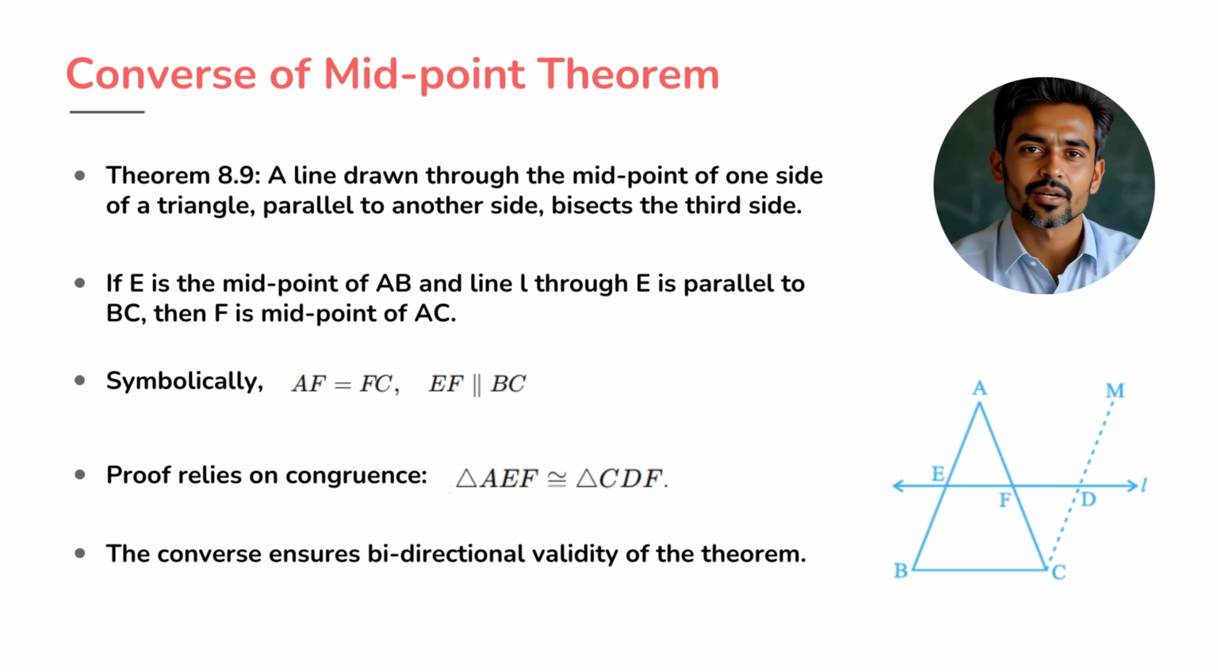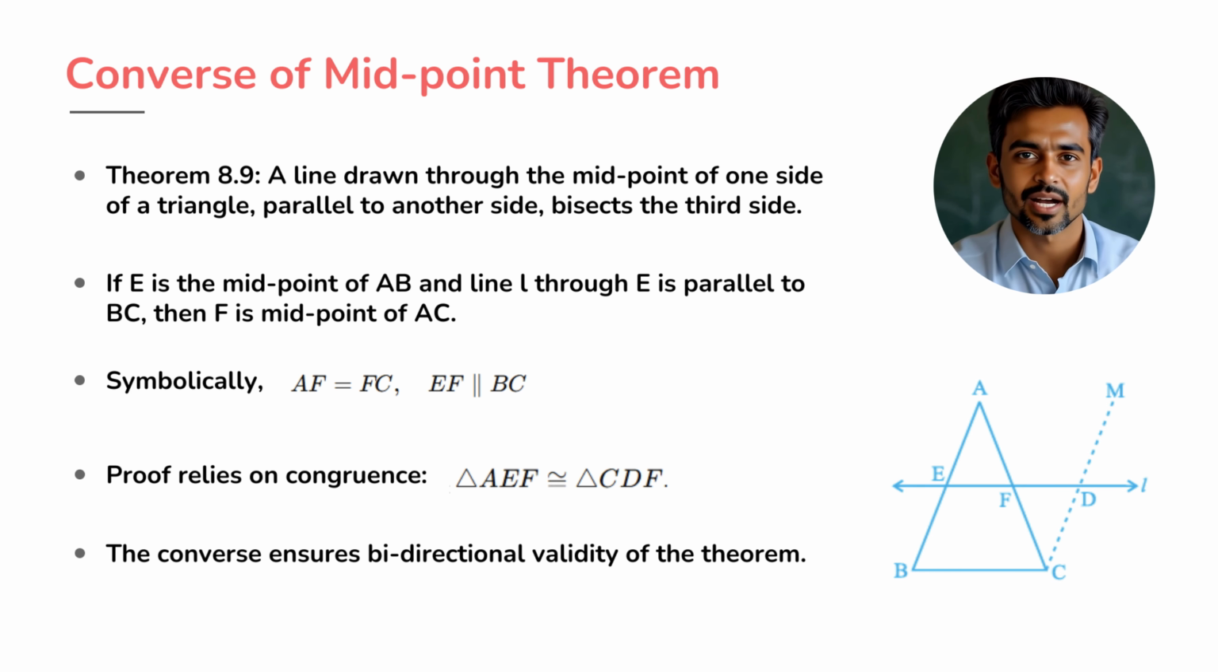Now here comes the reverse play. Theorem 8.9, the converse. It says, if you draw a line through the midpoint of one side of a triangle parallel to another side, then it automatically bisects the third side. So if E is the midpoint of AB and EF is drawn parallel to BC, then F divides side AC into two equal halves. That means AF equals FC.